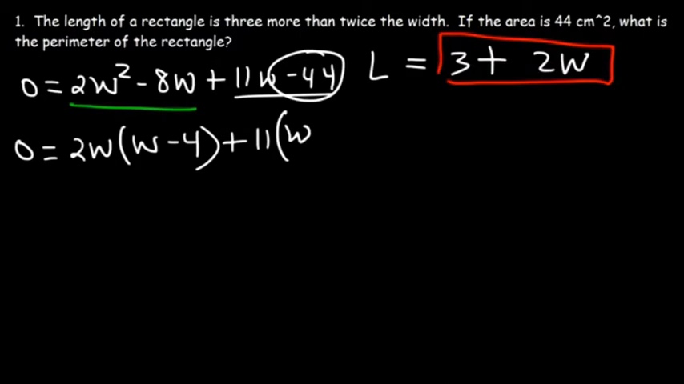The perimeter is 2L plus 2W. So that's 2 times 11 plus 2 times 4. And so that's 22 plus 8, which is 30. So that's the answer to this particular problem. That's the perimeter of the rectangle.